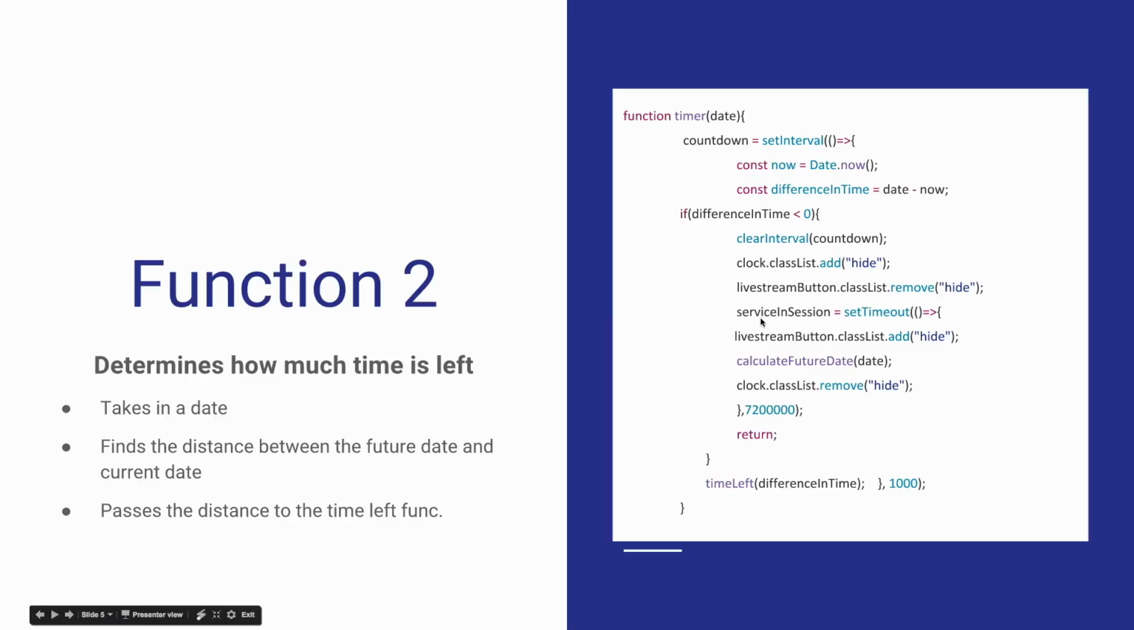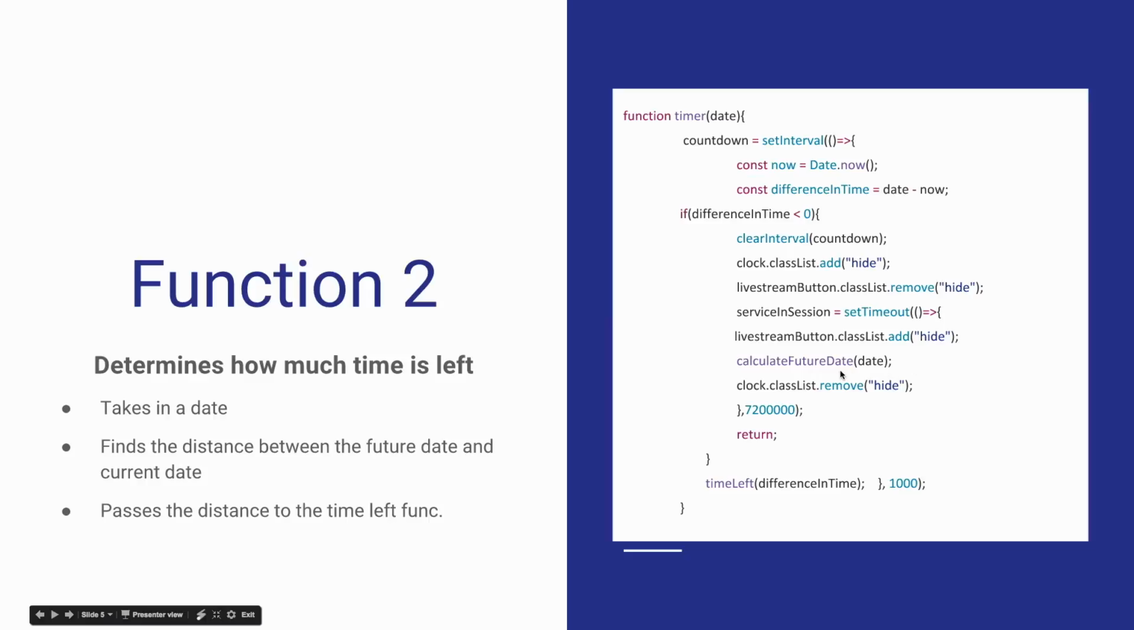And if you notice, this is service in session, but the thing that we're doing says event in session. This controls the setTimeout function, right? And later on in the video, I'll break that down as well. So basically what it means is hold off for 2 hours, then come back and do this. So pause for 2 hours, and then come back and hide the button and show the clock.